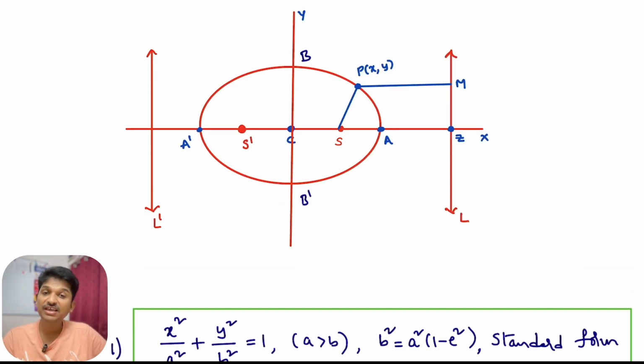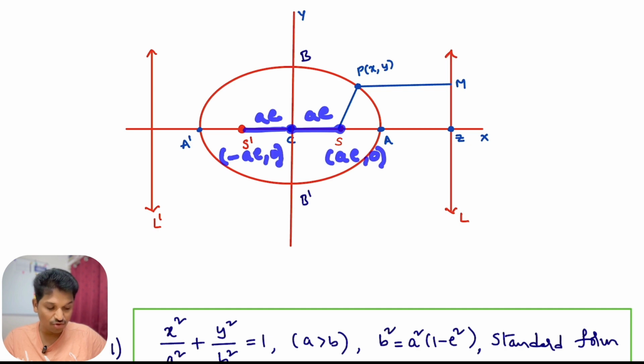So what is foci? While deriving the equation of ellipse, we got that CS is ae. As C is 0, comma 0, CS is ae. As S is on x-axis, we can easily say that S is ae, comma 0. And S dash is also the same distance, but it is on the left side of the origin. That's why this S dash is minus ae, comma 0.